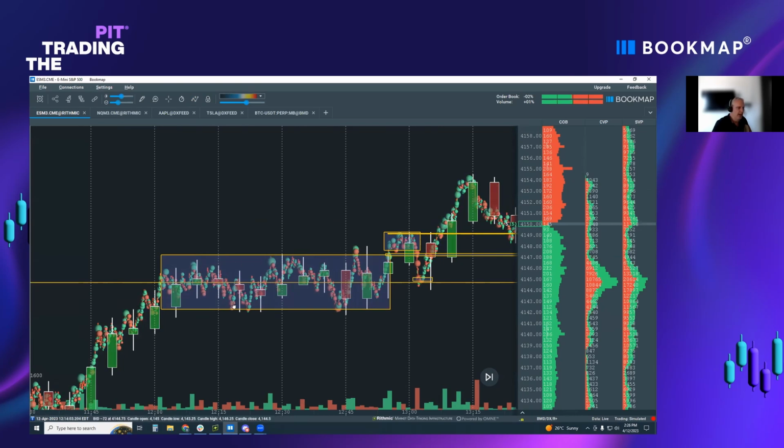Back in here, it's not so clear. And we can look at that in the wicks. We can look at that in the back and forth in here. There's sellers down here. There's buyers up here. It's kind of all over the place.